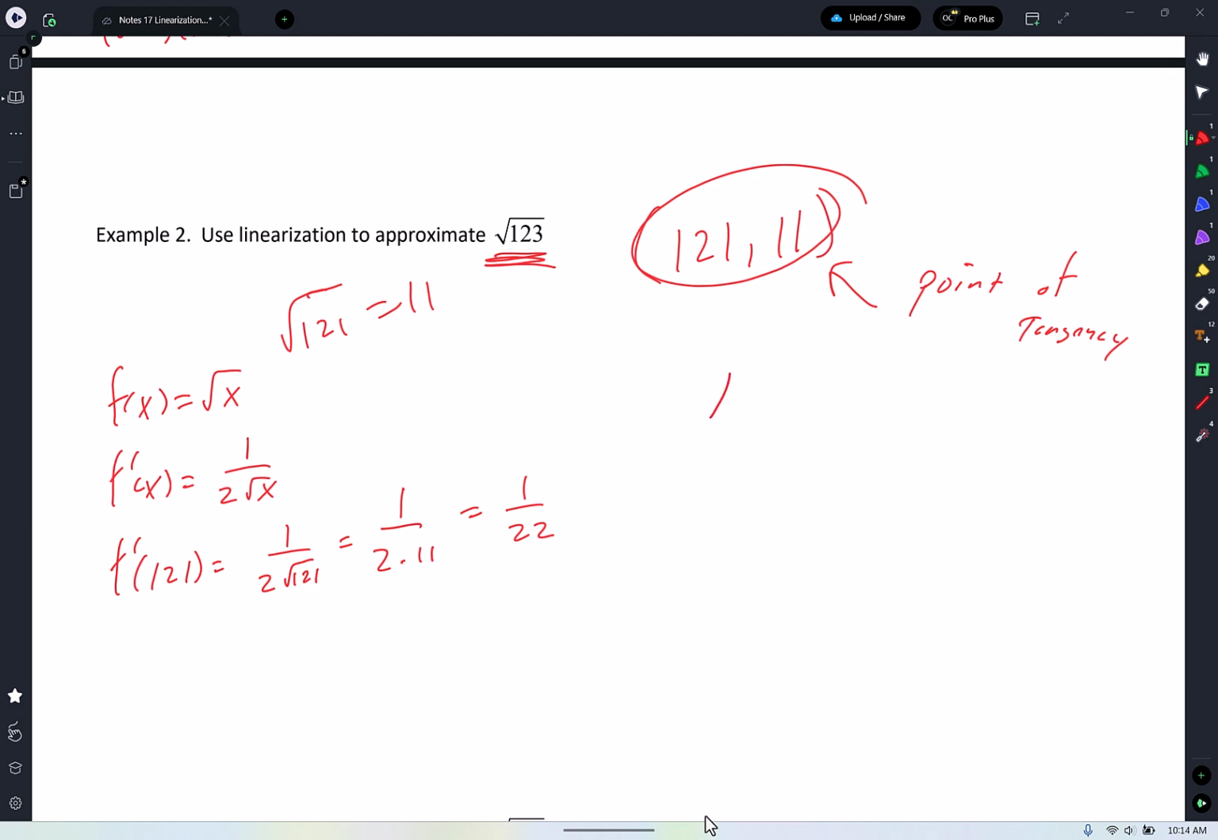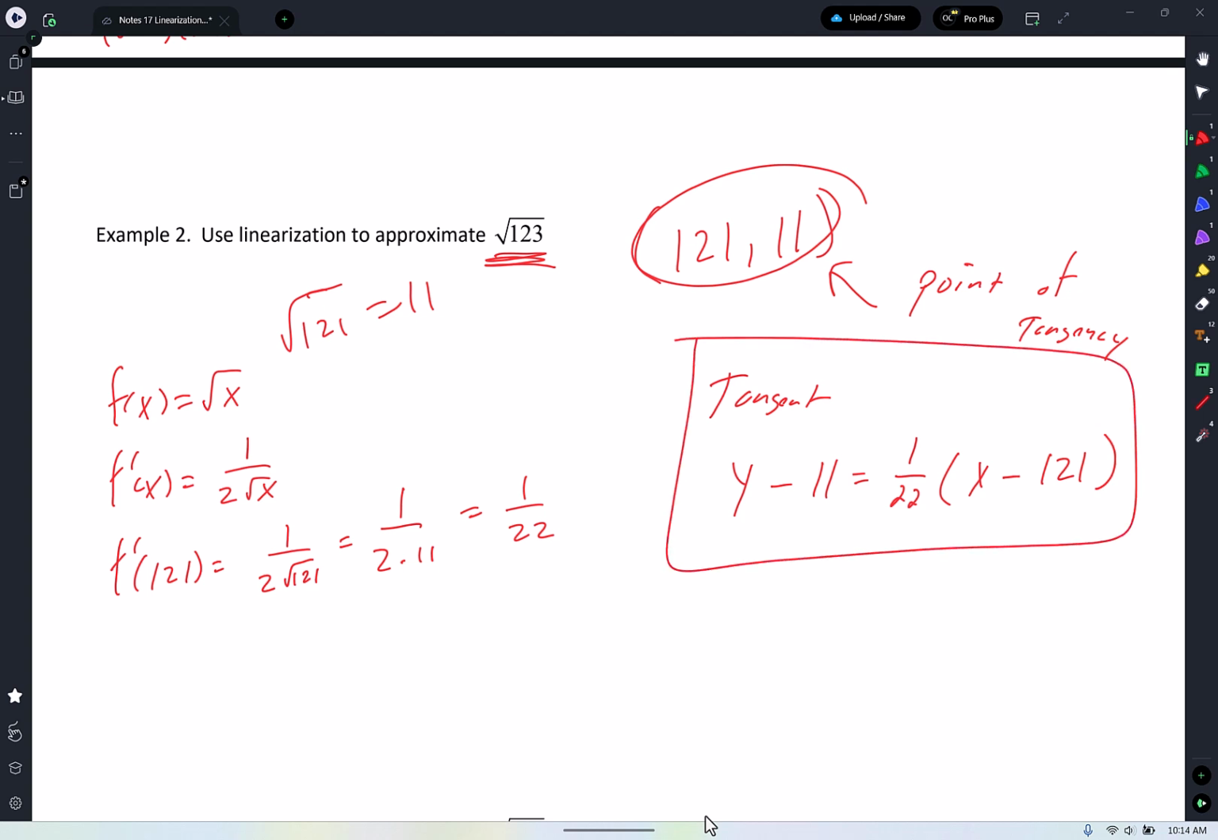All right, tangent line. What's my tangent? Y minus 11 equals 1 over 22, parenthesis, x minus 121. This is what you're going to use to approximate. Use tangent line to approximate square root of 123.